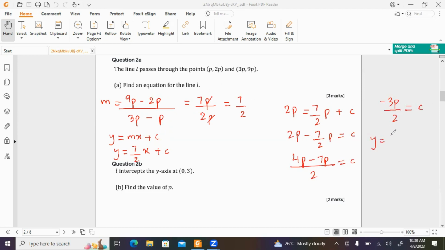So y equals 7 by 2 x minus 3p over 2. That is your equation of the line L.